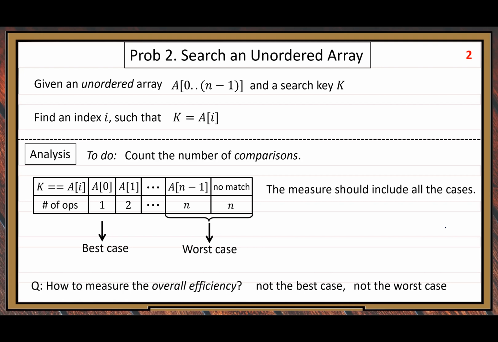Now, I want to do some discussion here. The measure should include all the cases. The best case uses only one of the cases. The worst case also uses one of the cases. But here you need to consider all the cases, not just one case. So that should be the average case efficiency. But if we want to consider all the cases for this particular question, we need to make some assumption. Otherwise, the answer could vary quite differently. So we need to make a little more assumption to provide a better description of the answer. So what is the assumption we need to make?